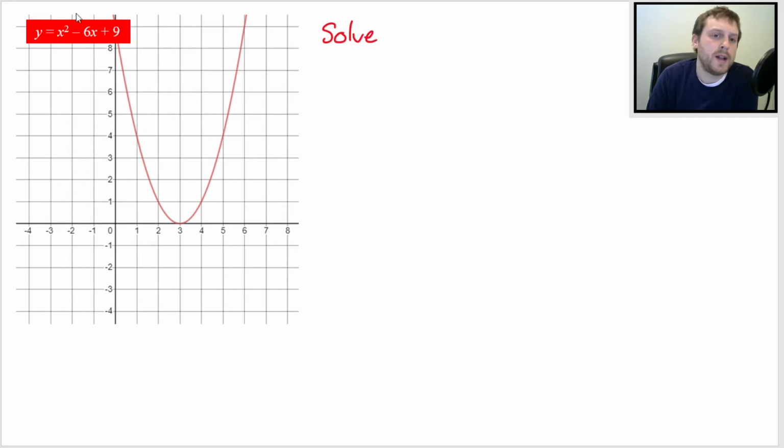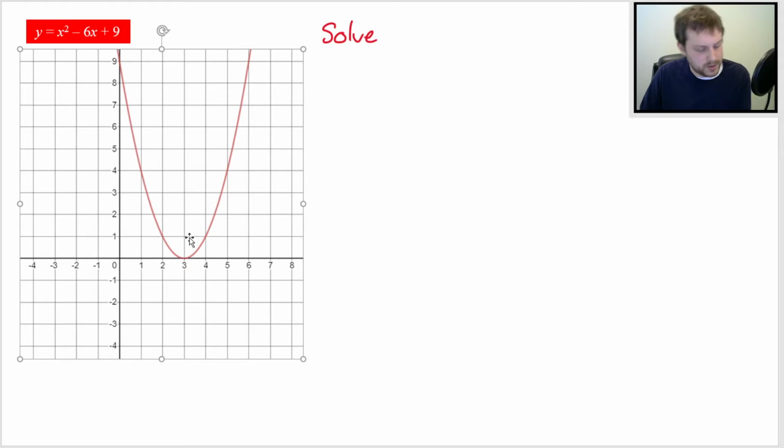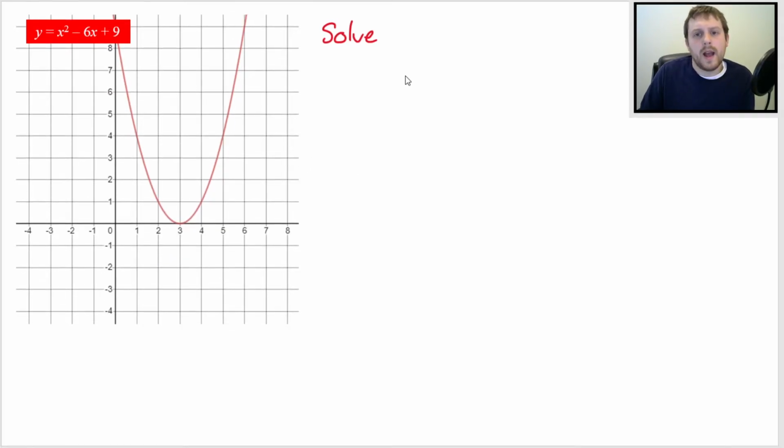So first of all, okay, where does this cross the y-axis? It crosses it at +9. So if I move this out of the way, you can actually see it's at 9 there. And we want to see that this actually just has the one solution, because as you can see, it just touches the x-axis in one place, touches it at 3. So how does that manifest itself as a solution to the quadratic equation? Well, let's have a look.